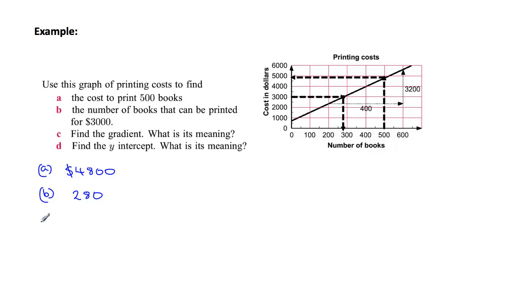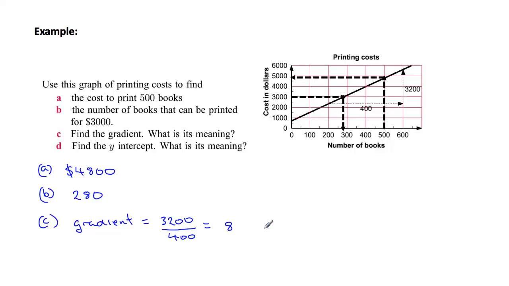C says find the gradient. In order to find the gradient, we need to draw in a triangle. I've drawn in a triangle here for you and put the numbers in to help. The gradient in this particular example, and it wouldn't matter where you drew the triangle because it's a straight line, it doesn't change, would be equal to a rise of 3,200, that would be dollars, over 400 books. When you work this out, we get the number 8. So what does this mean?